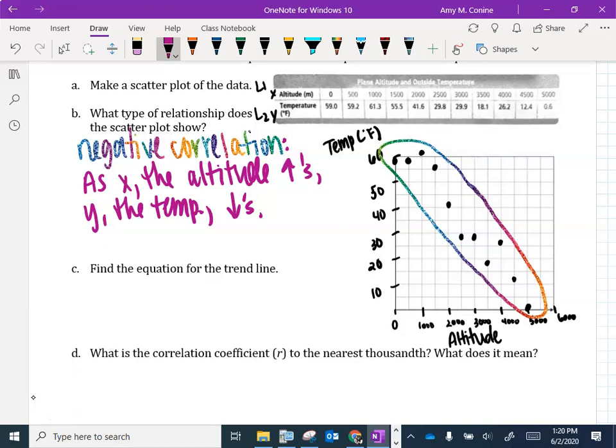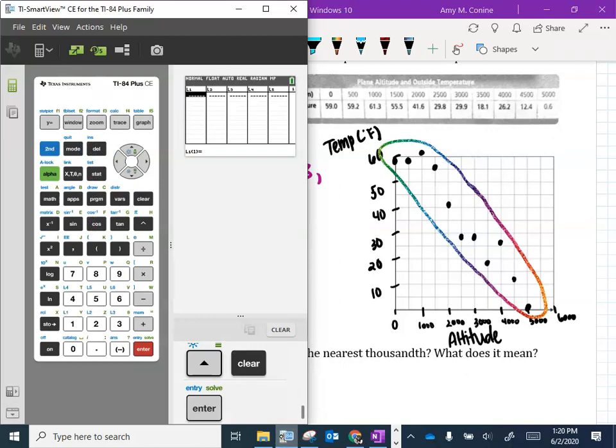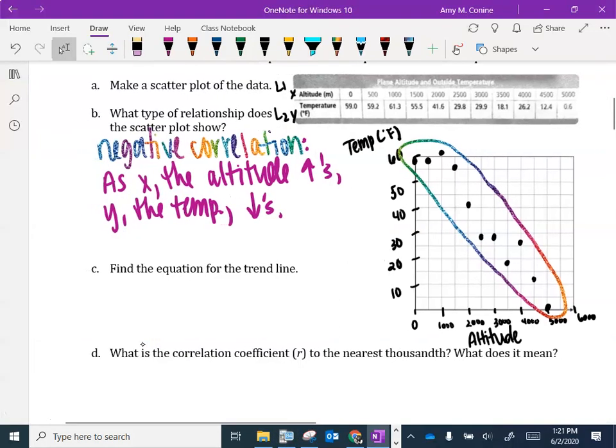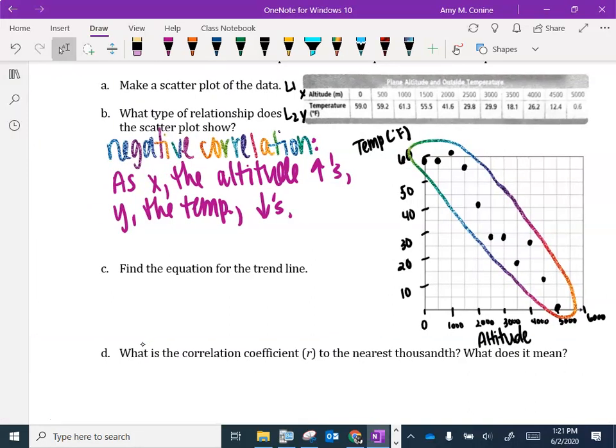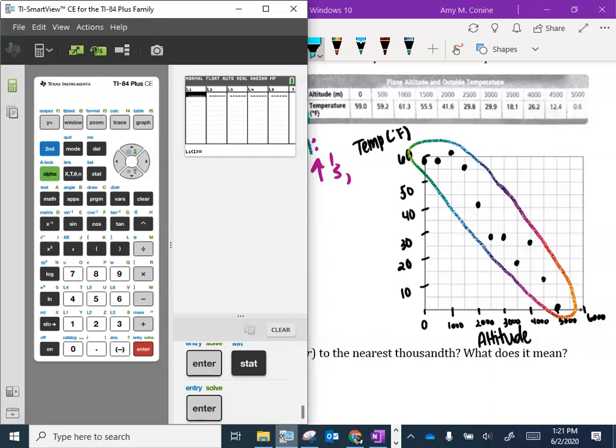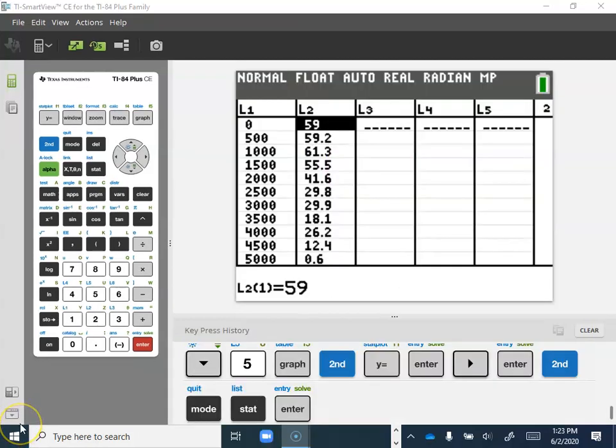If you have your calculator, we're going to go into our stat and edit, and we're going to plug in what we said list 1 and list 2 were into our calculator. Remember, altitude for list 1 and temperature for list 2. So go ahead and do that now. All right, so we should have all of our data in our list. First thing, I'm going to show you how to do a scatter plot in your calculator.